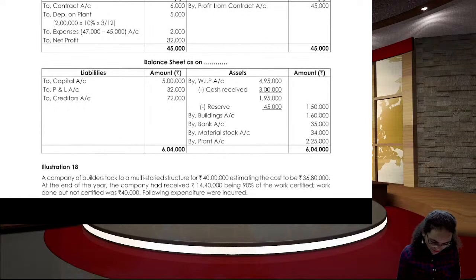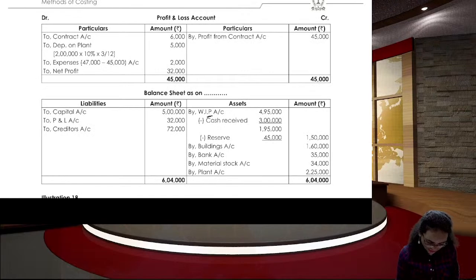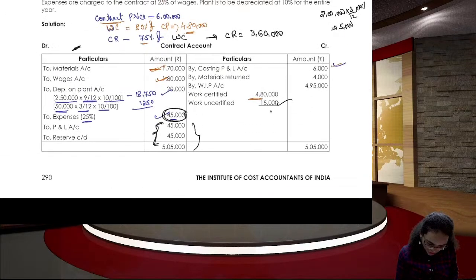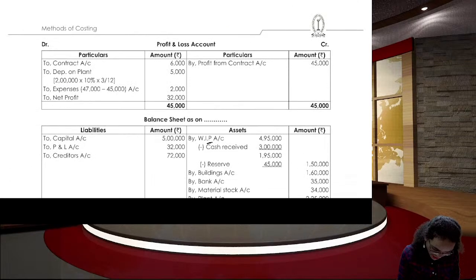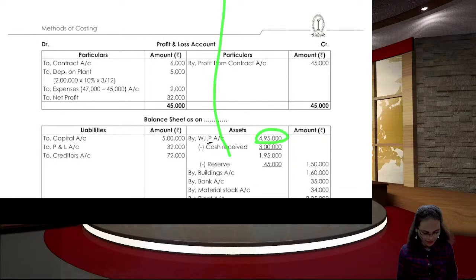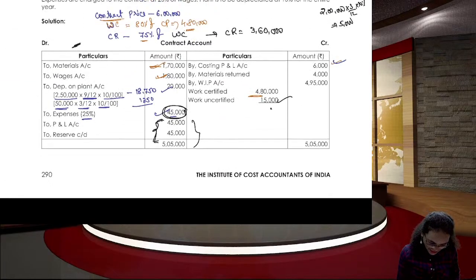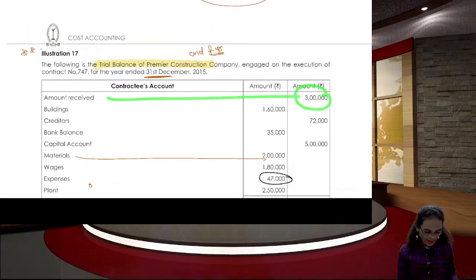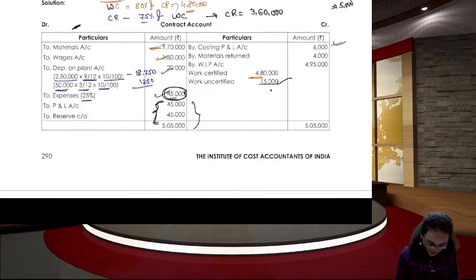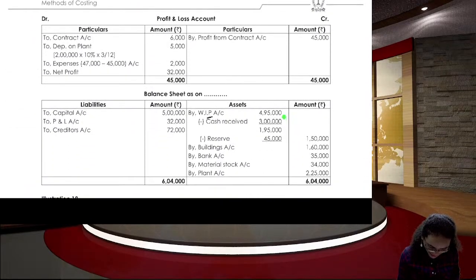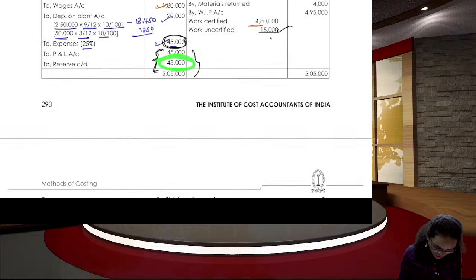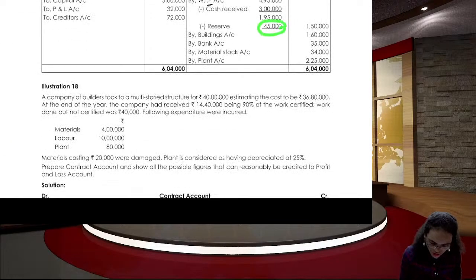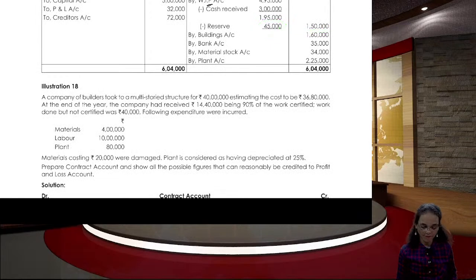Right. Next one, the work in progress. This work in progress you take to the balance sheet as it is, 4,95,000. What is the cash received? Cash received information is given in the trial balance, 3 lakhs rupees. As per the trial balance we received only 3 lakhs rupees in cash. Remaining is 1,95,000. From that we kept something as a reserve, 45,000. You remove the reserve from here. So you will get the work in progress value of 1,50,000 rupees.